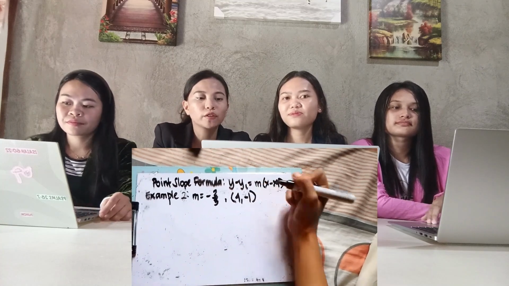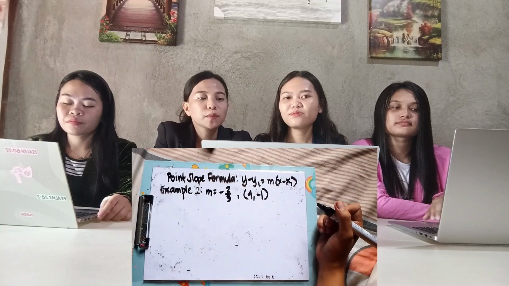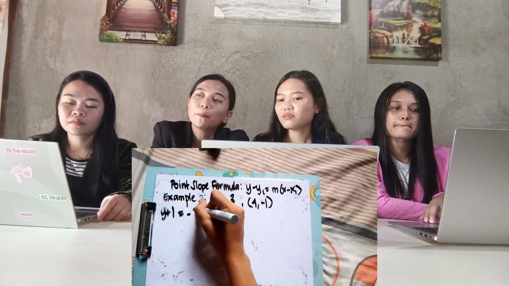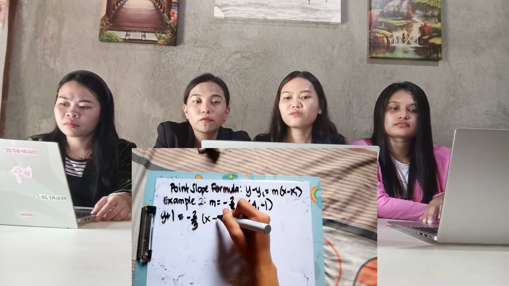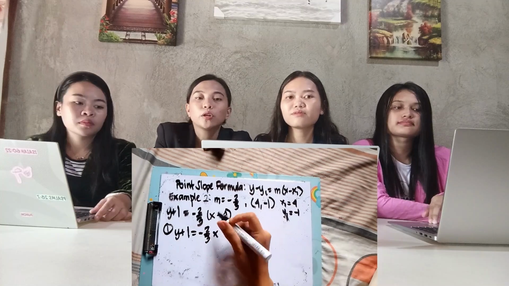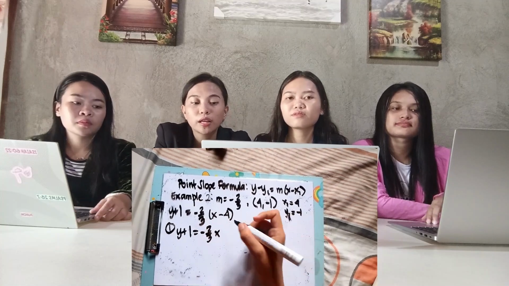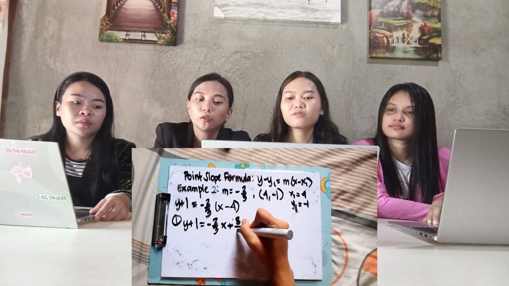Okay, sure. So let's try an example with a negative slope to see how that works. So suppose we're given the slope m equals negative 2/3 and a point 4 and negative 1. Using the point-slope formula again. So y plus 1 equals negative 2/3 multiplied by the quantity of x minus 4. Now we're going to distribute the negative 2/3. So it will become y plus 1 equals negative 2/3 x plus 8 over 3.